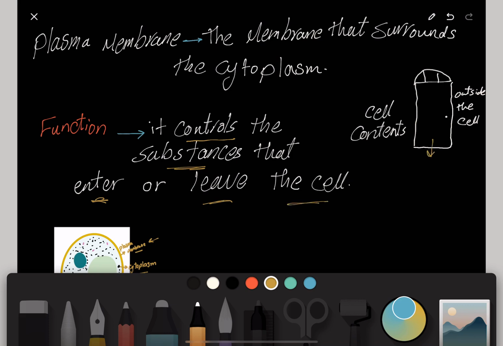It's like a boundary gate between cell contents and outside the cell. The plasma membrane is like a gate between the cell contents and the outside of the cell. It allows substances to enter or leave the cell.